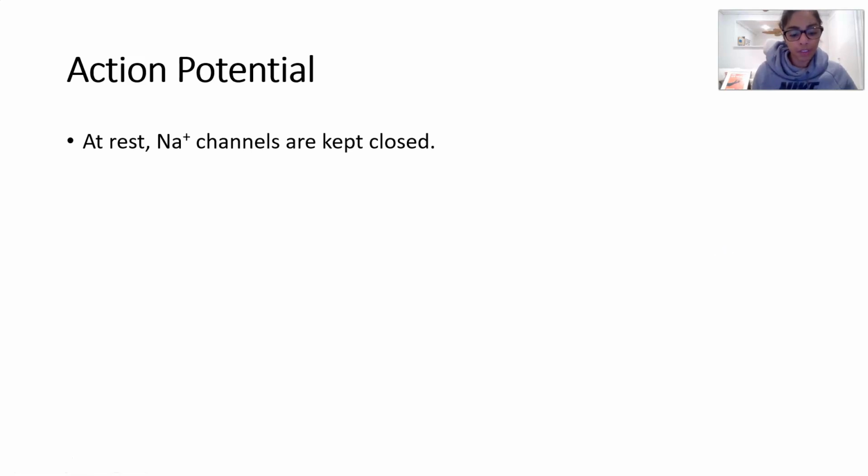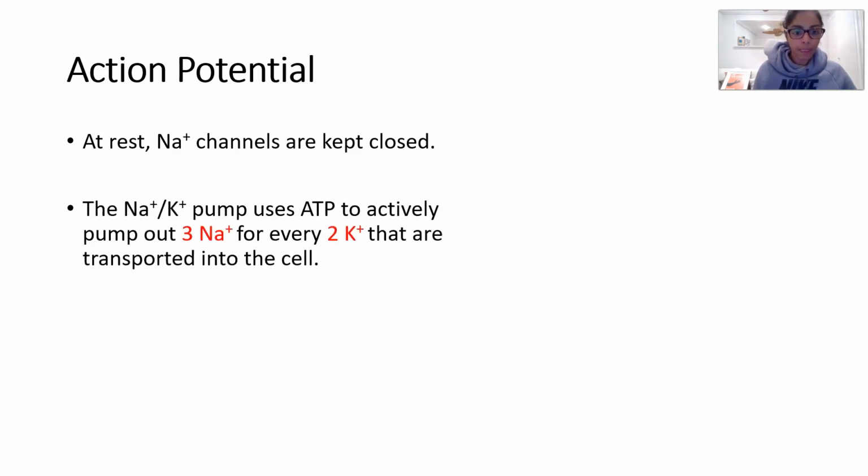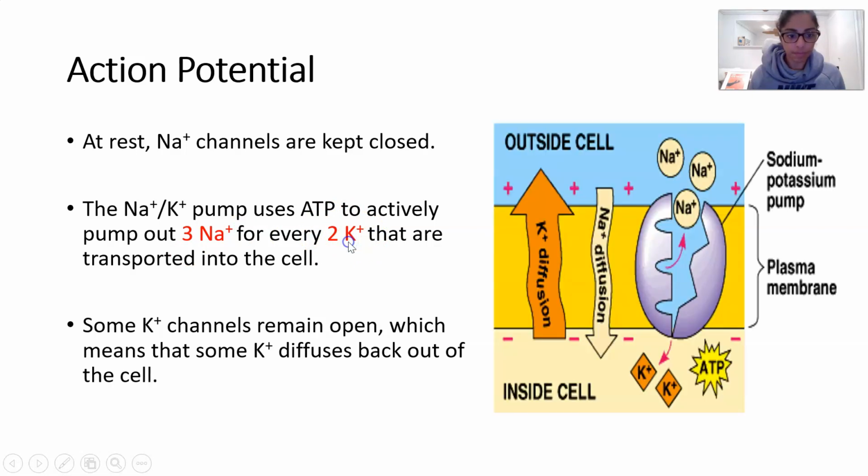So we've talked about the fact that the sodium channels are closed at rest when the resting membrane potential is negative 70 millivolts. We know that the potassium-sodium pump is working in the background. This uses ATP, so that suggests to us that it's an active transport pump. For every 3 sodiums that are transported, 2 potassiums are transported. So just a reminder, 3 sodium ions are transported out of the cell, whereas 2 potassium ions are transported back in.